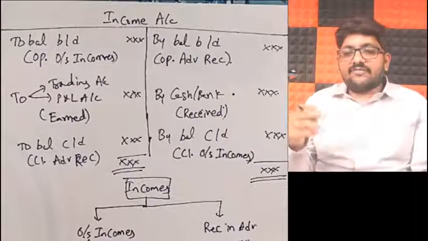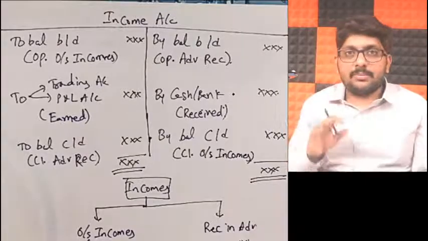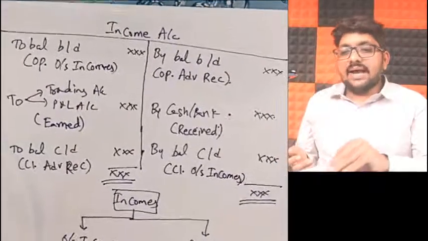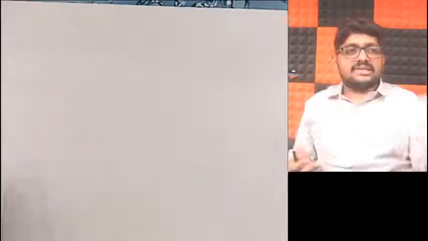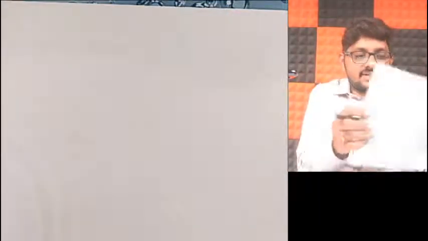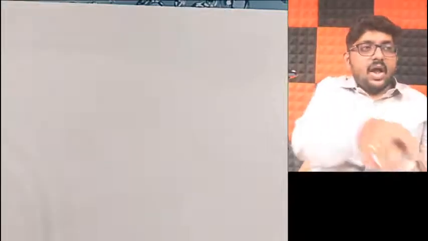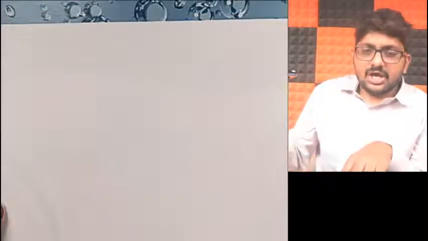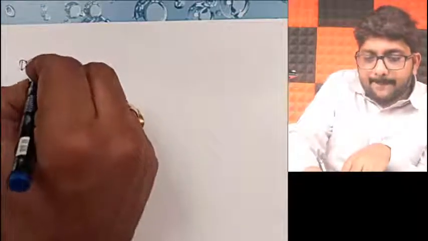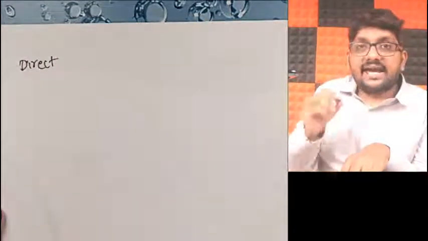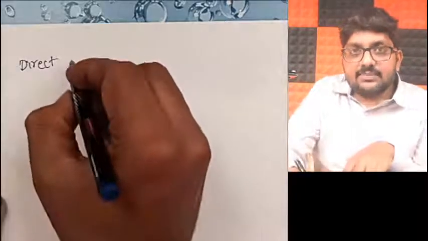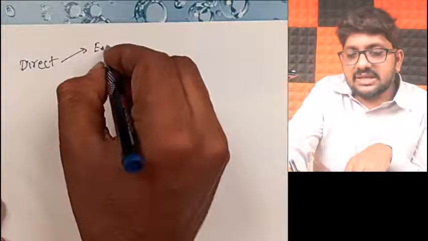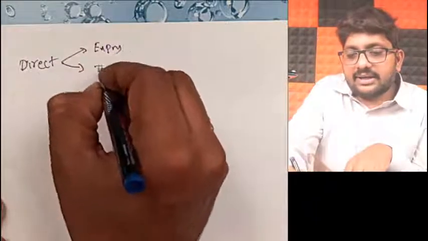Anyway, fine friends, this is how the incomes account is prepared. Now let me show you an example of how we actually fill these ledgers. I'll explain that, but before that, I will explain what is direct and what is indirect. Direct incomes and direct expenses are those relating to direct expenses or direct incomes.